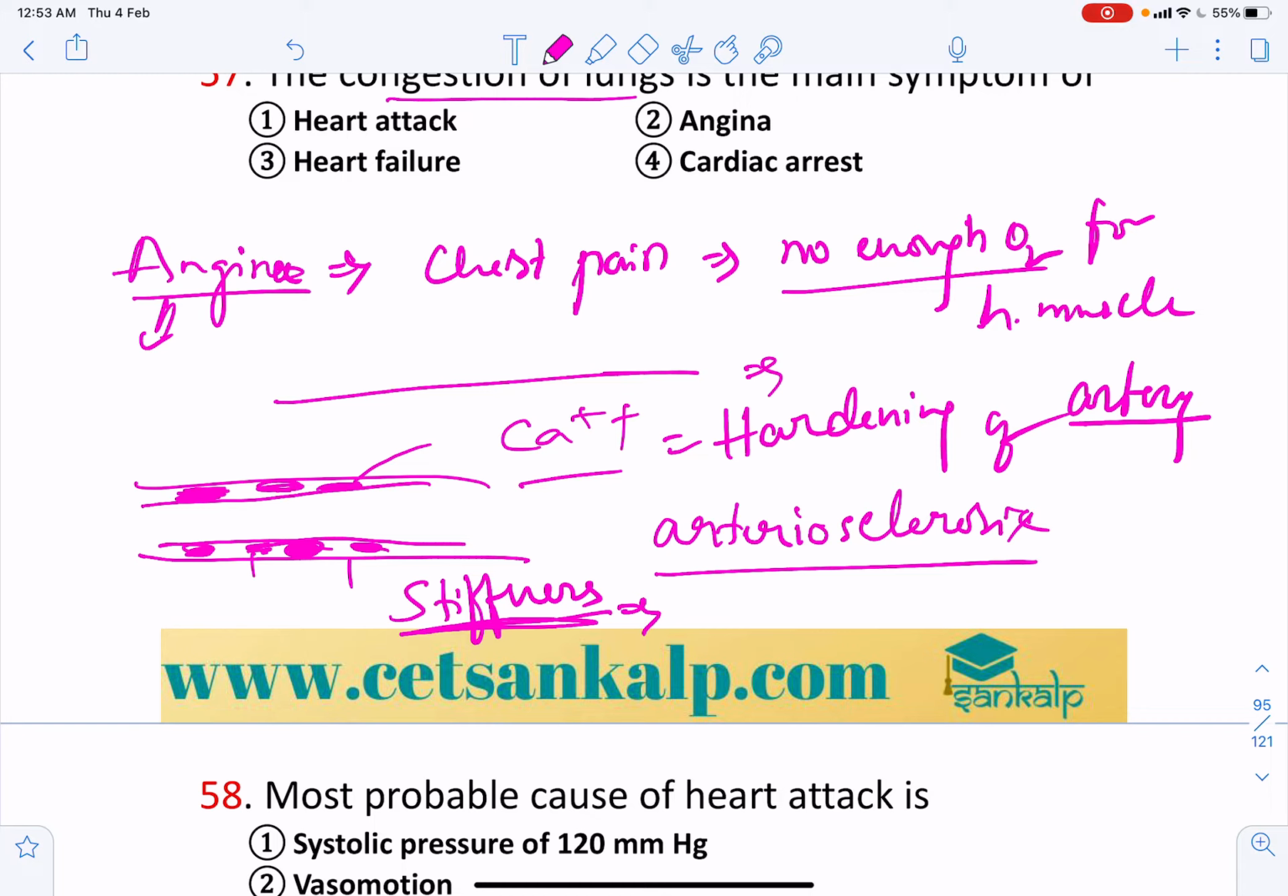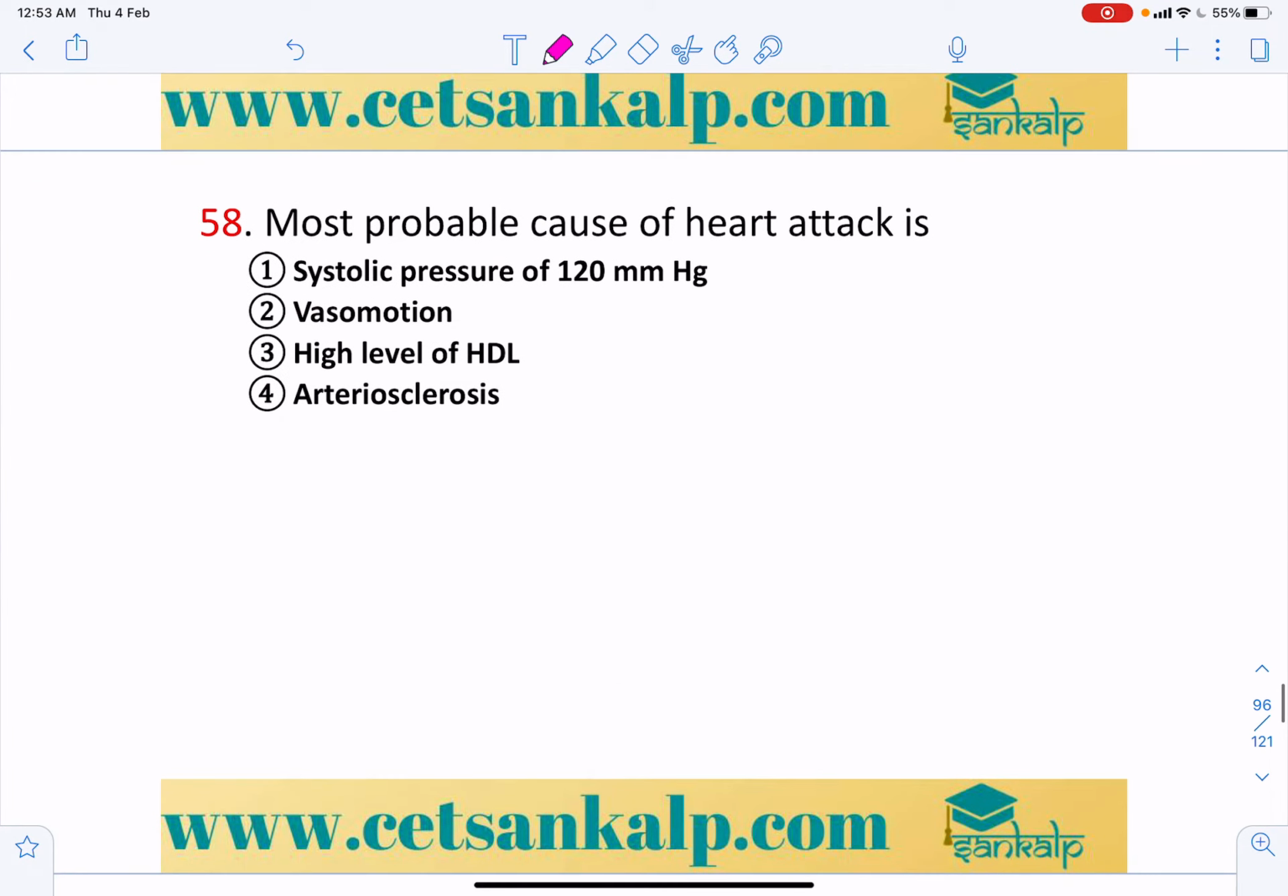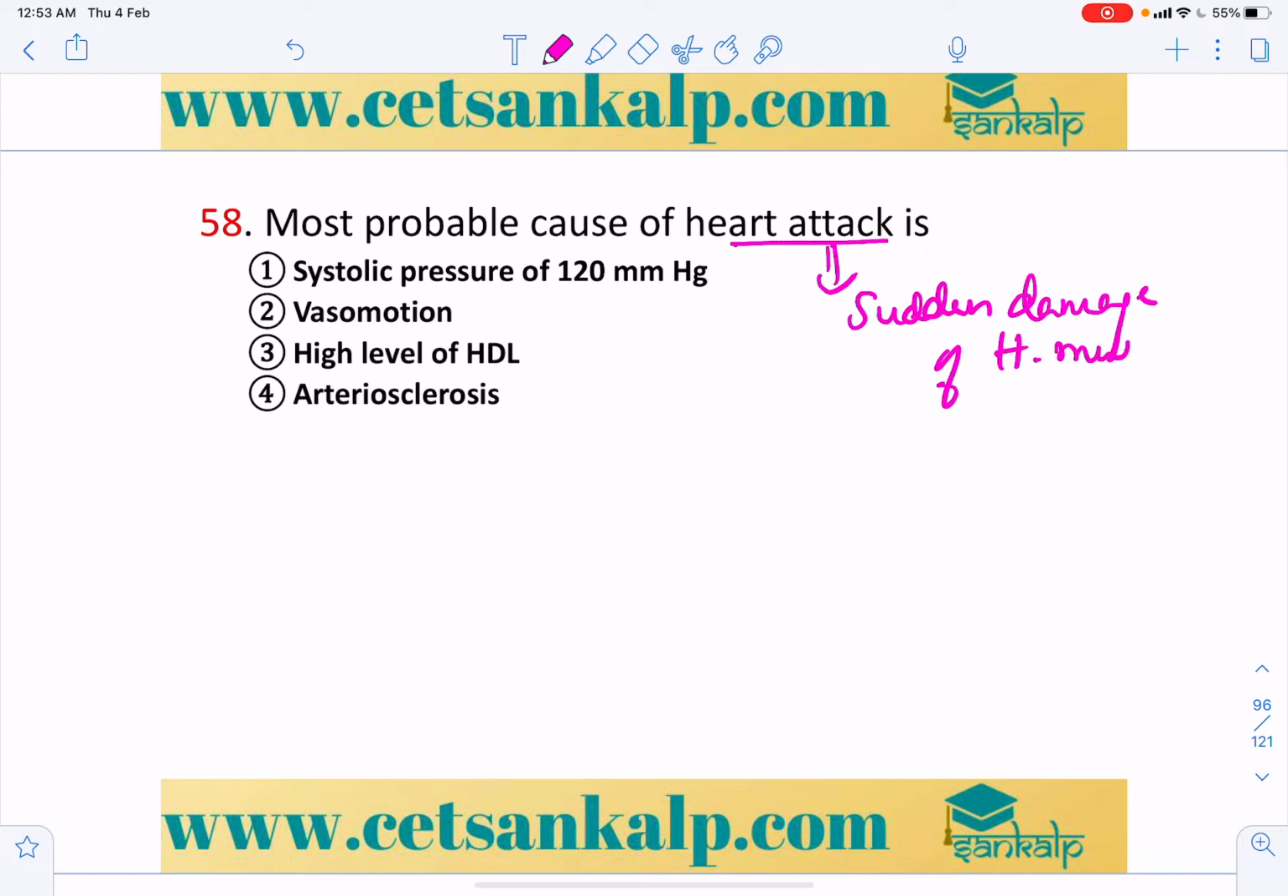And the final one, that is heart failure. So we'll take that. Here, heart attack means generally the muscle is suddenly damaged. Keep it in mind. Sudden damage of heart muscle. Why will this damage be there? Inadequate blood supply.